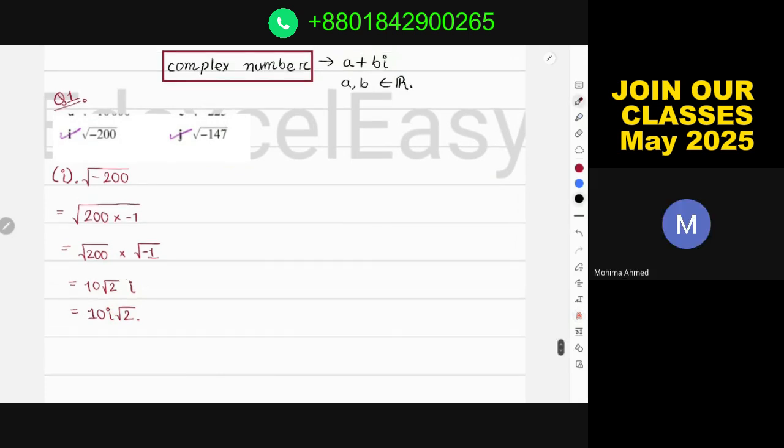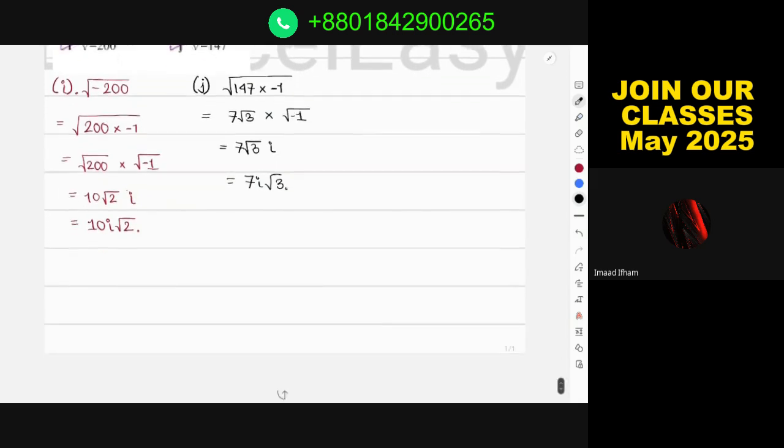Then after this, you have 147. Similar working also has to be done over here. For j, again, 147 will be multiplied with minus 1 under the root, which means this will be, what is root 147? You can again use a calculator over here, which is 7 root 3, multiplied with root of minus 1, again 7 root 3 i, or it should be written as 7i root 3. Any questions from this so far? No, teacher. Yeah, quite easy, right?